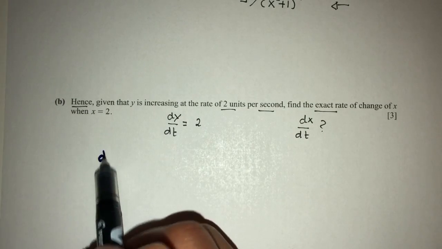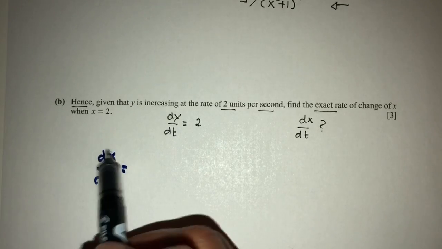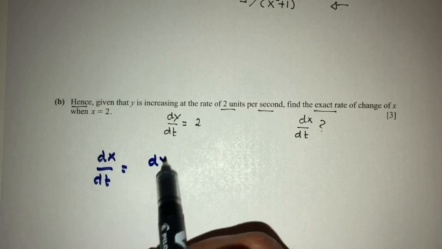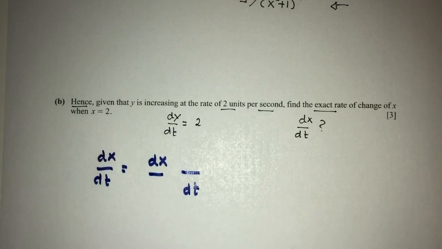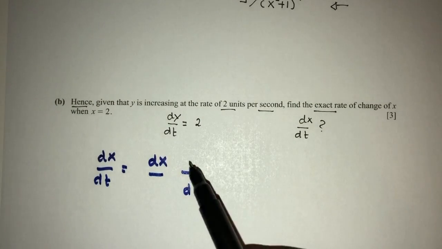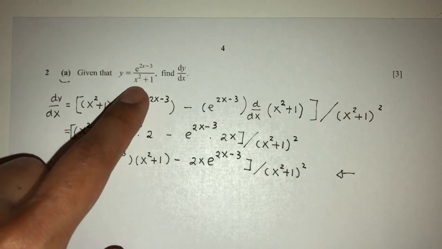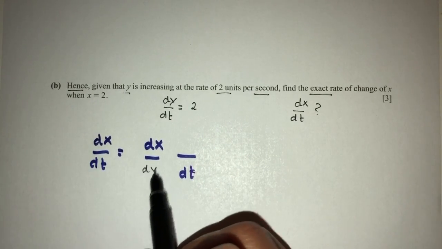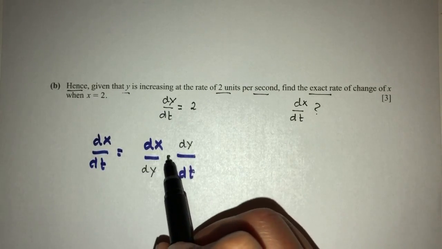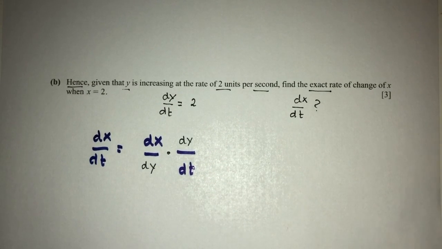Let's see. dx by dt: on top we have dx, we write dx. At the base we have dt, we write dt. Now they will be connected by something. As you can see here, it is y, because in the equation we have y equal to something in x. So they are connected by y. So we write dy and dy. This is the formula we use to find dx by dt.